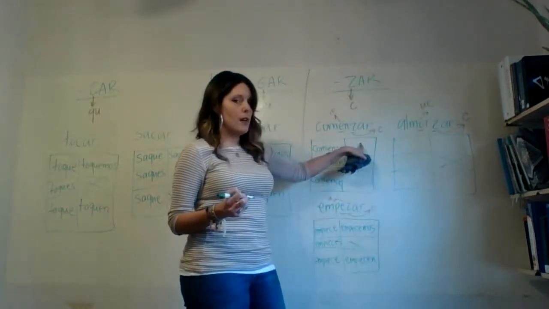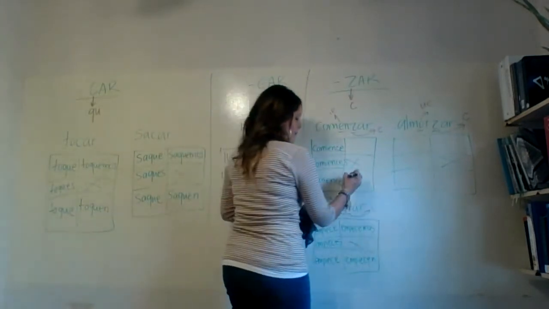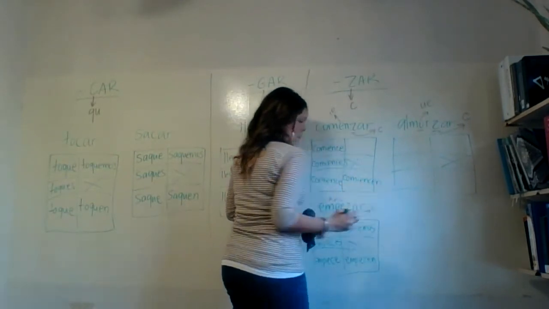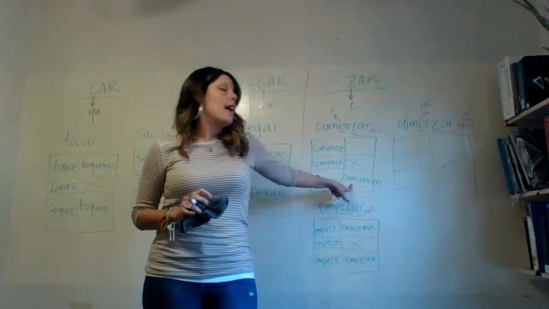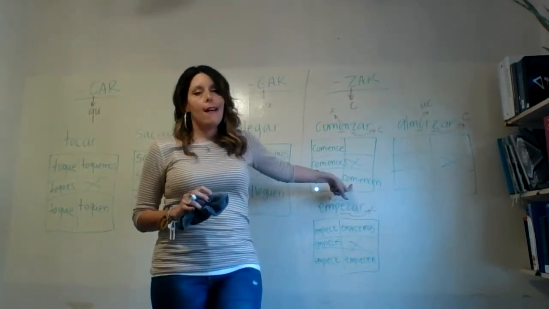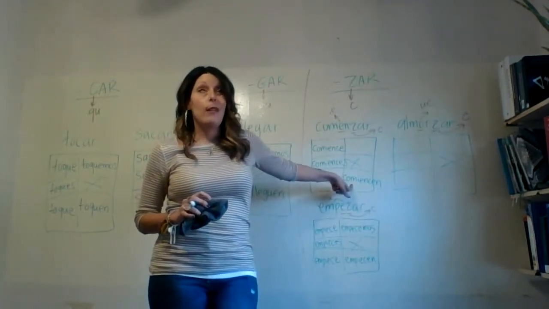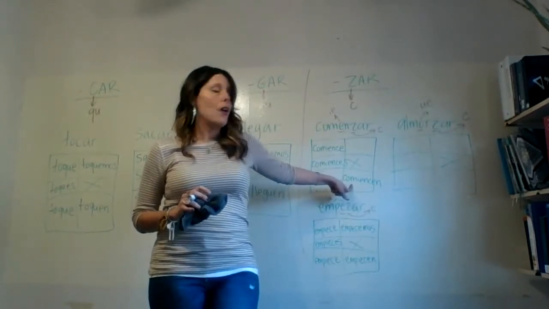We're not going to do this one. We're going to go down here, which will be comiencen. C-O-M-I-E-N-C-E-N. Again, how do we get there? The E to IE stem change we had to keep in mind, and also the Z changing to a C, because it's a ZAR verb.